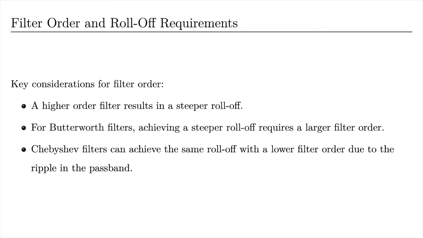Filter order is key in determining the roll-off rate. A higher order filter results in a steeper roll-off. For Butterworth filters, achieving a sharper roll-off requires a larger filter order. In contrast, Chebyshev filters can achieve the same roll-off with a lower filter order, thanks to the ripple introduced in the passband.